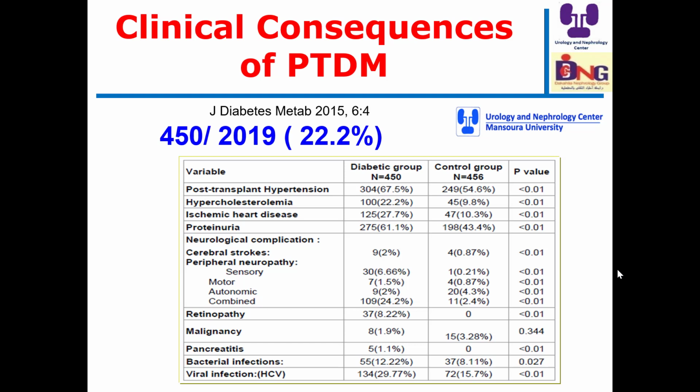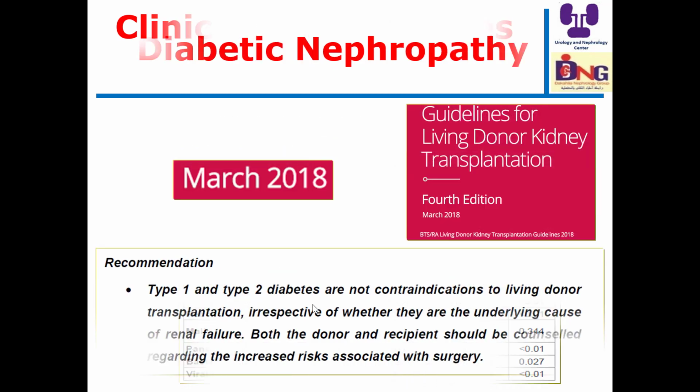And this is one of our articles showing that the incidence of post-transplant diabetes is 22%. In comparison to control patients without post-transplant diabetes, you can find a significant increase in hypertension, post-transplant hypercholesterolemia, ischemic heart disease, proteinuria, retinopathy and other complications. So development of post-transplant diabetes is associated with increased macro and microvascular complications.